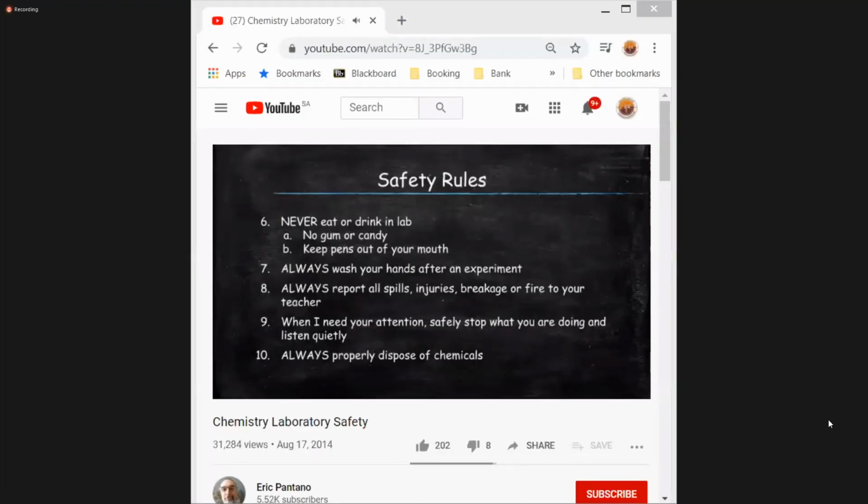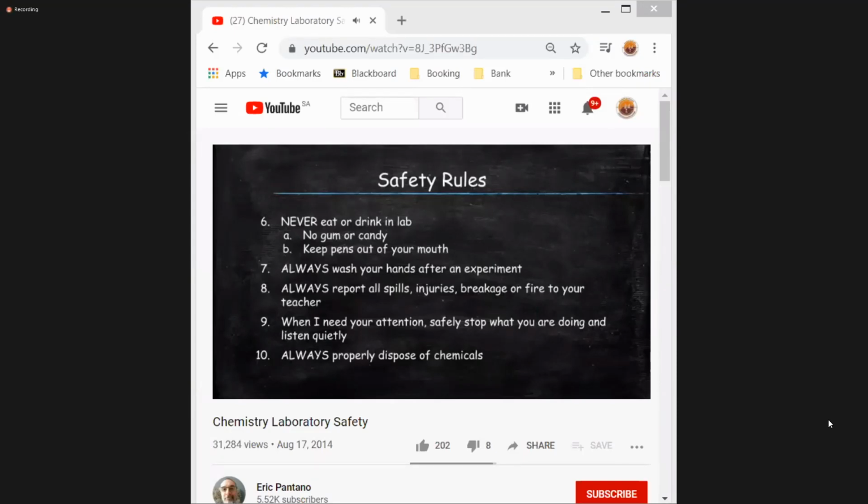And finally, always dispose of chemicals properly. Don't throw it down the sink unless I tell you you can throw it down the sink. Sometimes we can't put stuff into the groundwater supply, and we need to keep it separate. I'll let you know with each lab where things need to be put when you're done, and just make sure that you do that. Don't get lazy. That's really all there is to it.